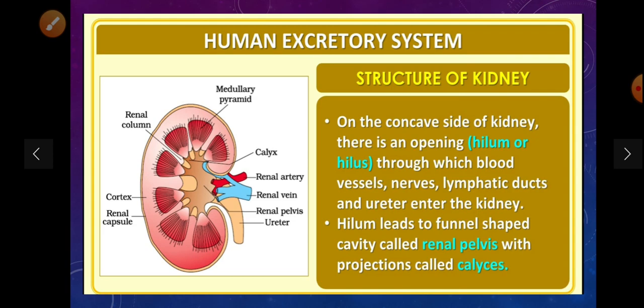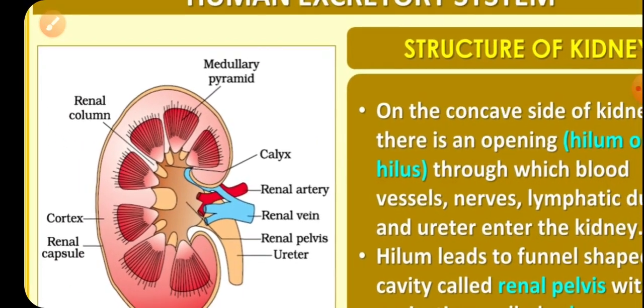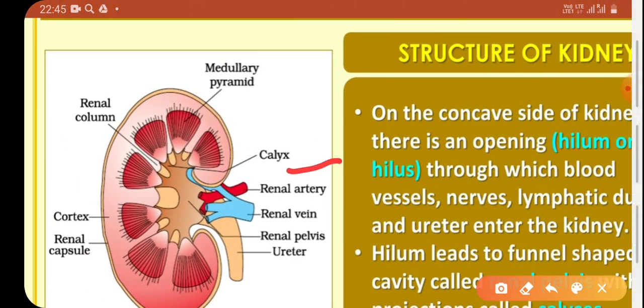On the concave side of the kidney, there is an opening, the hilum, through which the blood vessels, nerves, lymphatic ducts, and ureter enter the kidney. Hilum leads to a funnel-shaped cavity called renal pelvis with projections called calyces. That we can see here in the diagram. This here is calyx. This is the renal artery, red color, renal vein, renal pelvis, ureter, renal capsule, cortex. This is a renal column, medullary pyramid.